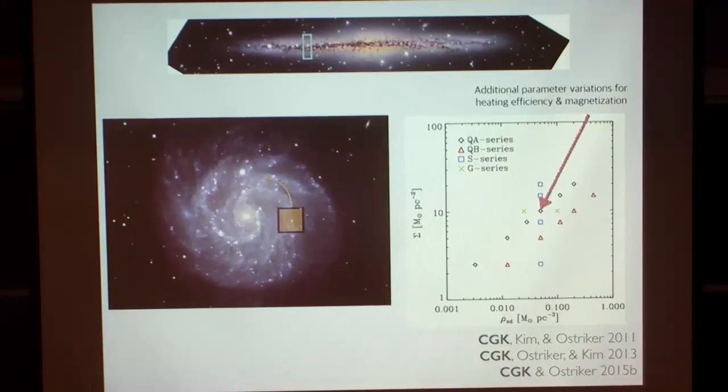So we use this local shearing box information, and then we run different simulations for different parameters of the gas surface density and the stellar density. So this actually measures the strength of the vertical gravity from the stars. Each point is one of the simulations, and this is the condition that represents the solar neighborhood condition, and we changed other parameters to check other properties like heating efficiency and the magnetization.